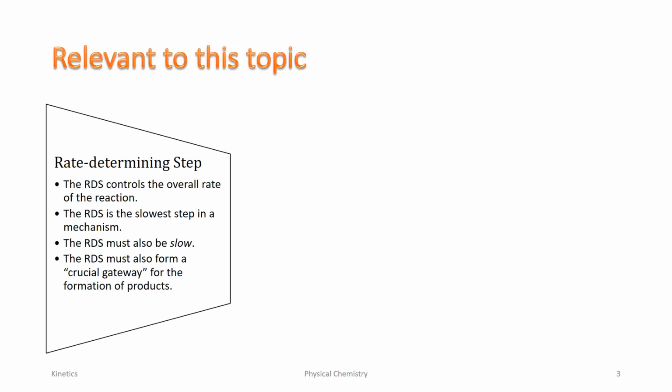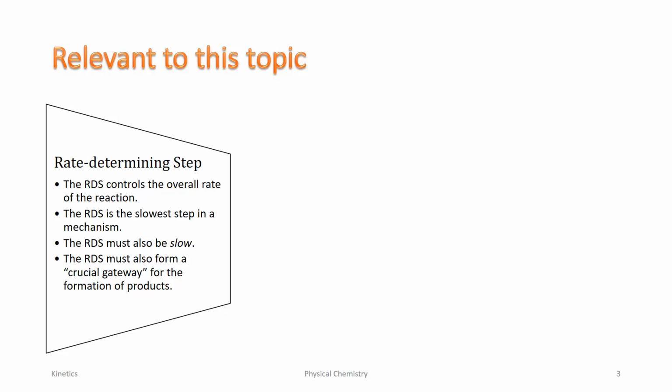What's relevant to this particular topic is that you need to know the following: that the rate determining step controls the overall rate of a reaction. The rate determining step is the slowest step in the mechanism, but it's important to note that it just doesn't have to be the slowest step because it might only be marginally slower than some other step. It really needs to be considerably slower than all other steps.